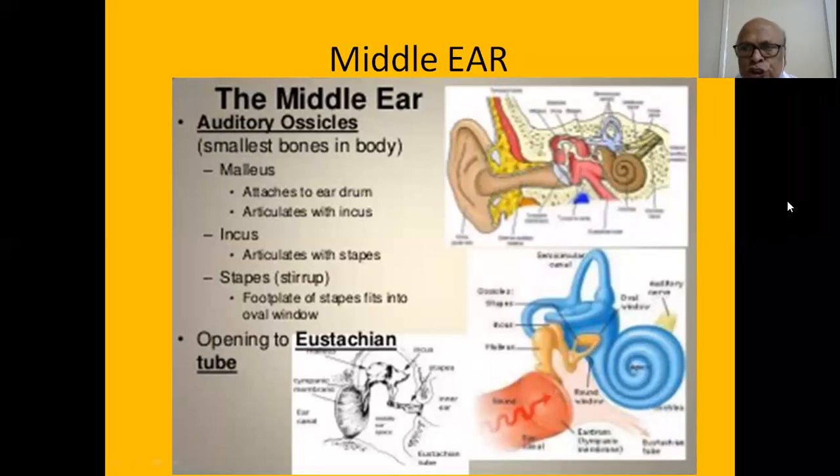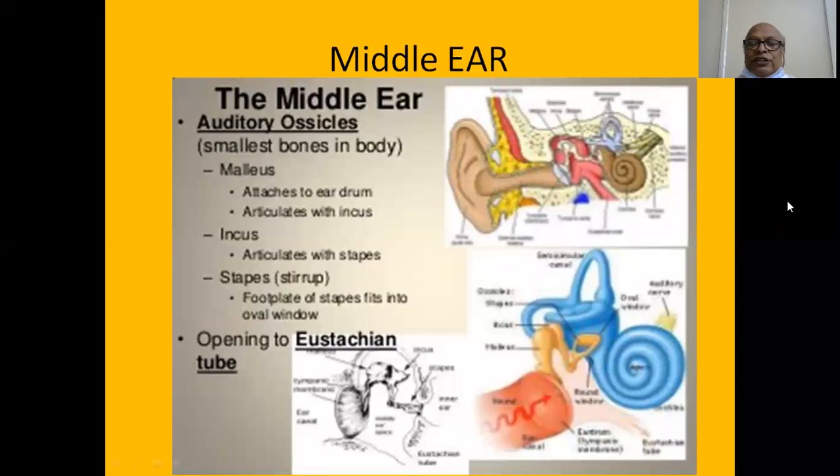So, what is the function of the eustachian tube? It equalizes the pressure both outside and inside the tympanic membrane. We will take up aural barotrauma subsequently. The eustachian tube plays a great role in aural barotrauma. So, it's essential that the pressure both outside and inside the tympanic membrane should be equal.